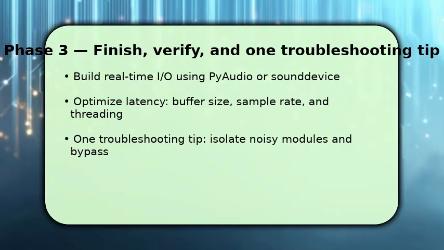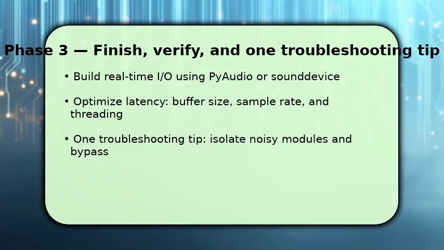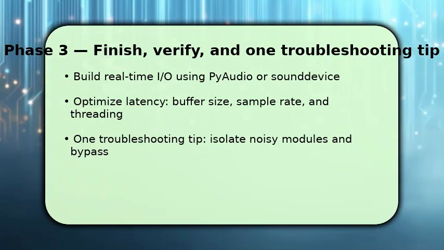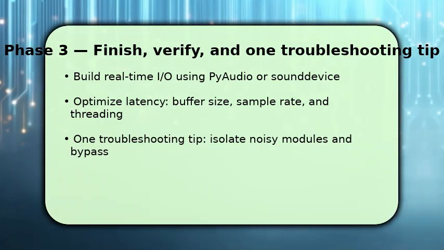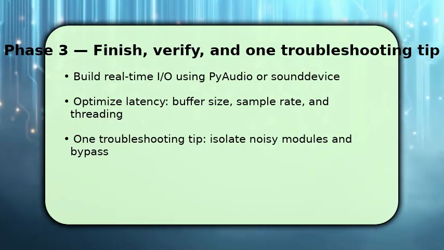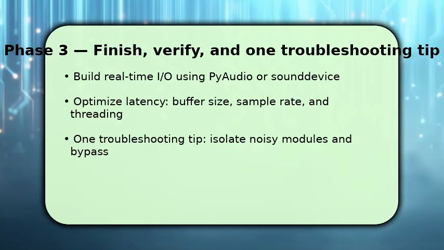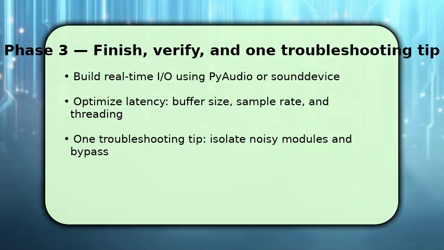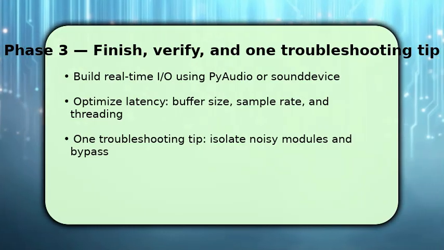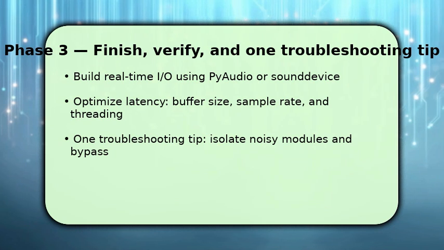You finish by integrating real-time input-output and validating performance. Implement a buffer loop with Sound Device or PyAudio, set buffer size to balance latency and stability, and use a separate thread for processing. Once integrated, run end-to-end tests. Listen for artifacts, check CPU and memory, and measure round-trip latency. If things go wrong, isolate and bypass the suspected module to confirm the source.